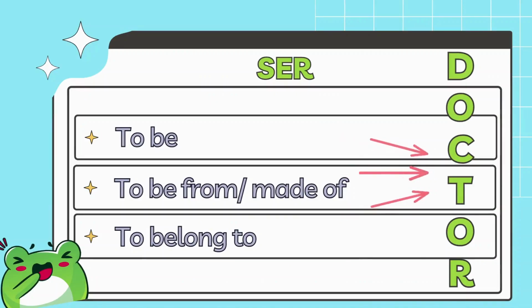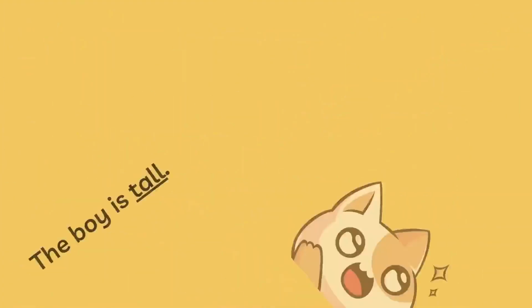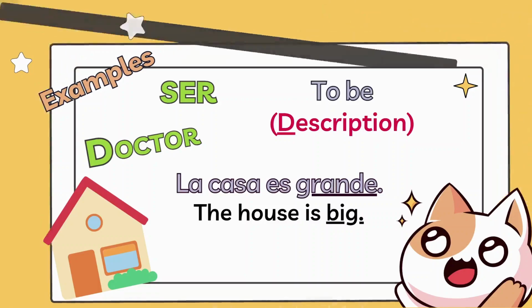Let's begin. SER, to be. To be could be a description. So the D in doctor can mean description. For example, the boy is tall. El chico es alto. You're describing the boy. Another example. The house is big. La casa es grande.